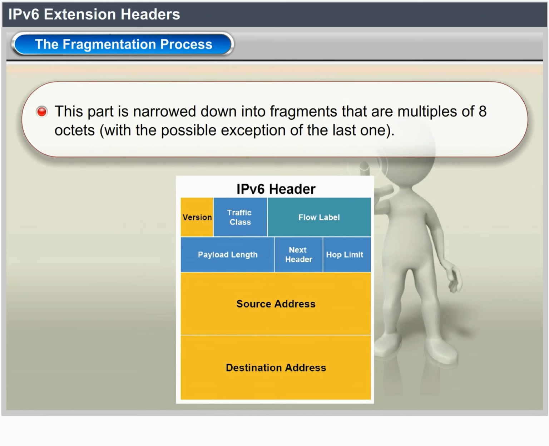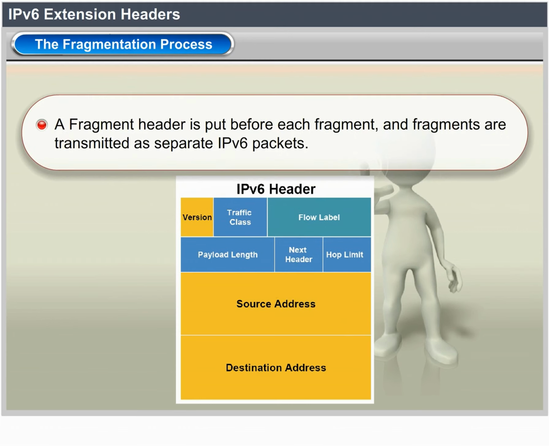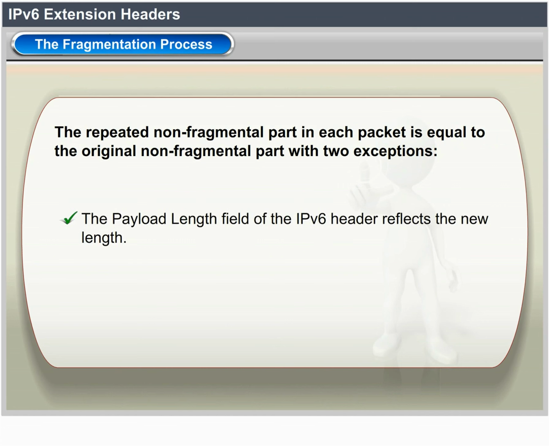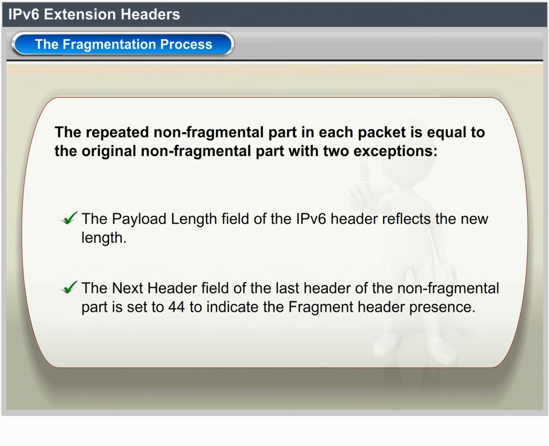This part is divided into fragments that are multiples of 8 octets, with the possible exception of the last one. A fragment header is put before each fragment, and fragments are transmitted as separate IPv6 packets. The unfragmentable part, which is repeated in each packet, is equal to the original unfragmentable part with 2 exceptions. The payload length field of the IPv6 header reflects the new length. The next header field of the last header of the unfragmentable part is set to 44 to indicate the fragment header presence.